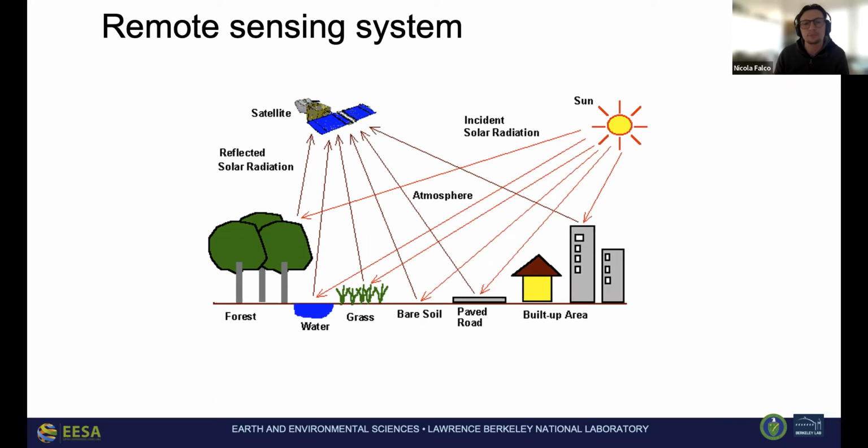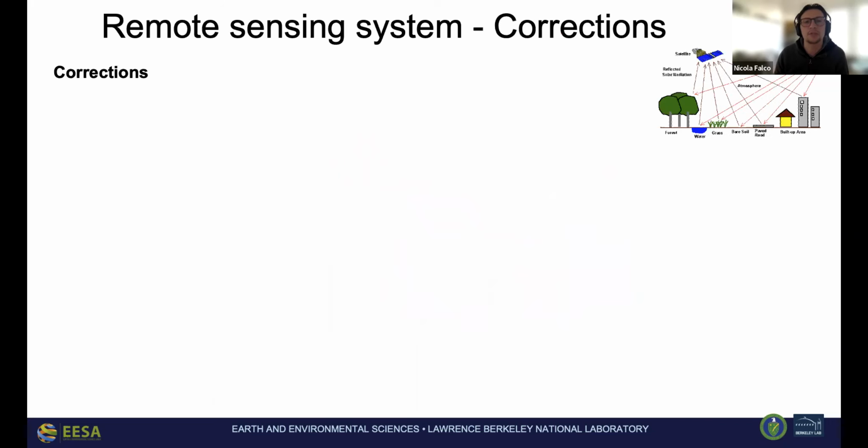So in the next few slides, I just want to go through a little bit of what the corrections in pre-processing of remote sensing images are. And I want to go through this so people can understand what the steps are that we need to be sure have been done before even computing the NDVI, right?